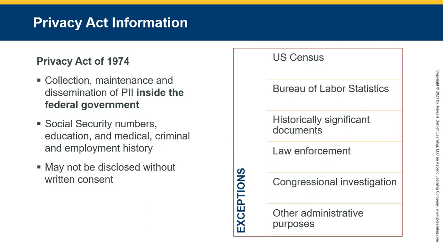Privacy Act of 1974: collection, maintenance, and dissemination of the personal identification inside the federal government. Some other areas, the social security number, education, medical, criminal, and employment history may not be disclosed without consent. Some exceptions: U.S. Census, obviously, Bureau of Labor Statistics, historically significant documents, law enforcement, congressional investigations, or other administrative purposes. There are exceptions, but basically they're not allowed to give out any information about us.